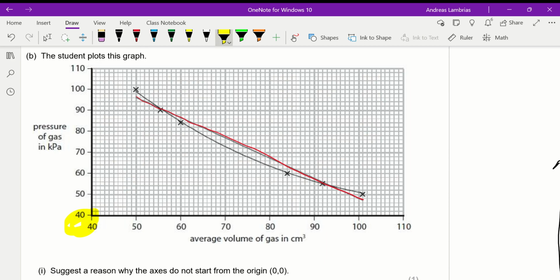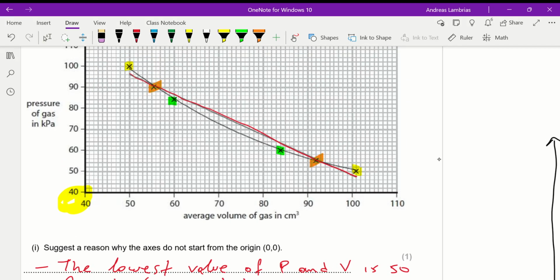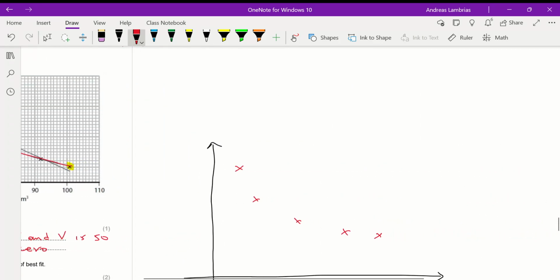You have a couple of points above the line, you have a couple of points below the line, and then you have 2 points that are exactly on the line. So the straight line, as I have written there, has an even distribution of the points about the line. So it's correct to do that. Now, if we're looking at the curve, you can see that most of the points are actually on the curve. So the curve includes all the points. So this is also correct. Now, I have added a couple of graphs here just to explain this a bit more.